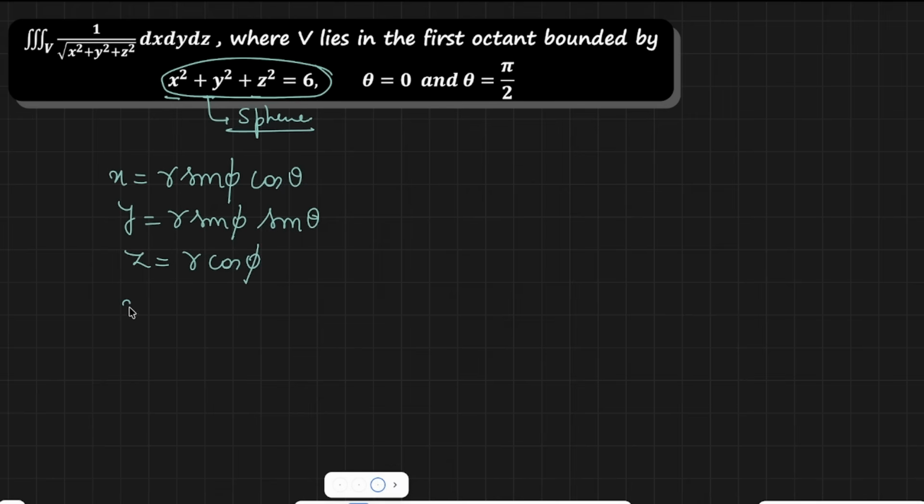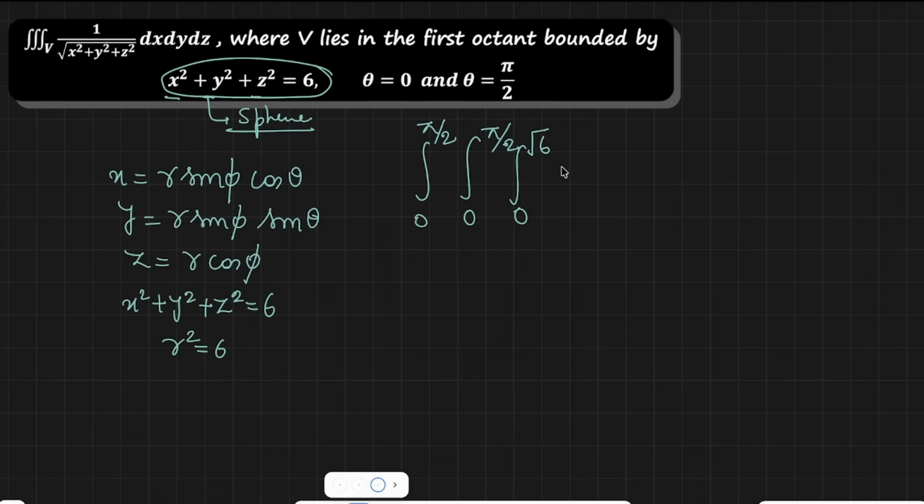From here we know x square plus y square plus z square is equal to 6, so r square is equal to 6. Now we will convert this, so it will be a triple integral. It is given in the first octant. Theta goes from 0 to pi by 2, and due to the first octant, phi will also be from 0 to pi by 2. R will be from 0 to root 6, because r square is 6.